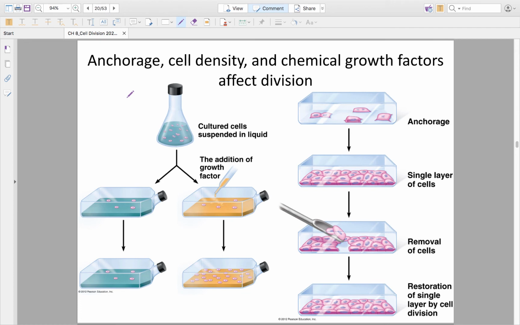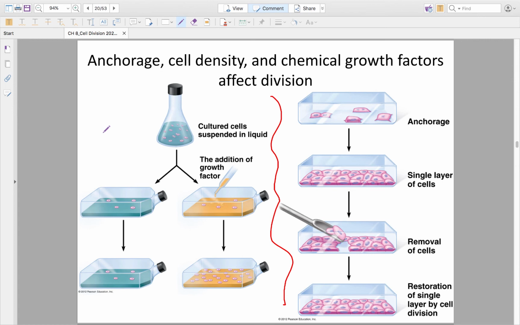All right. Now, can any cell enter the cell cycle at will? What are the rules and regulations to cell development and cell growth? Okay, so there's a couple. Let's start with this one over here, to the left.